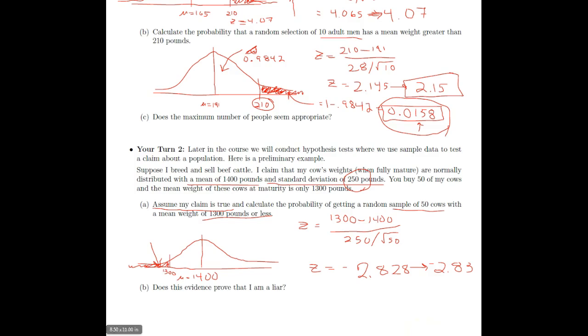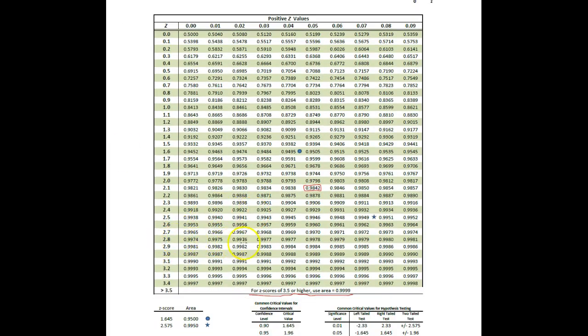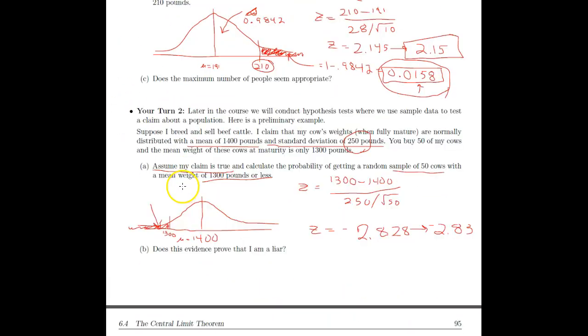All right, so now we want to look up that value in our table and find out what the probability is to the left of negative 2.83. Negative 2.83 is right here, so 0.99. Oh, I'm in the positive z-score page. I gotta go negative. Negative 2.83 is over here. 0.0023.